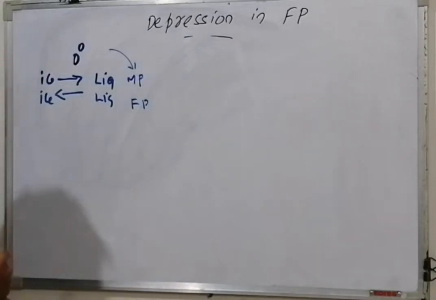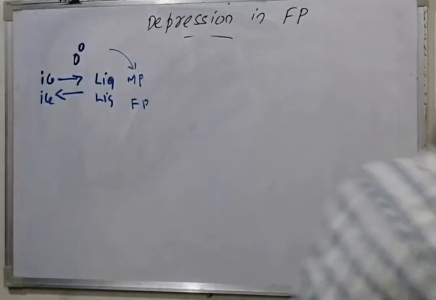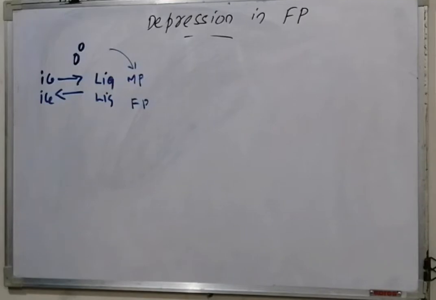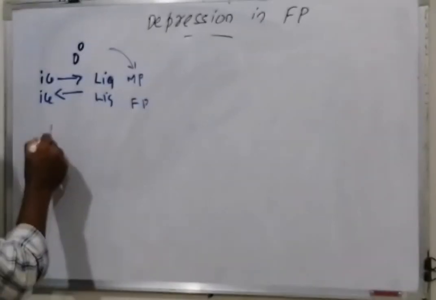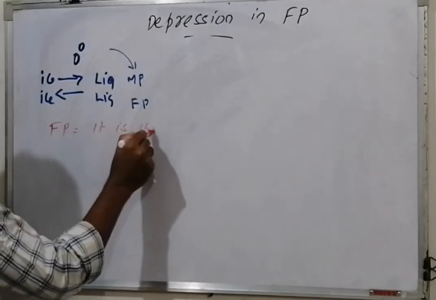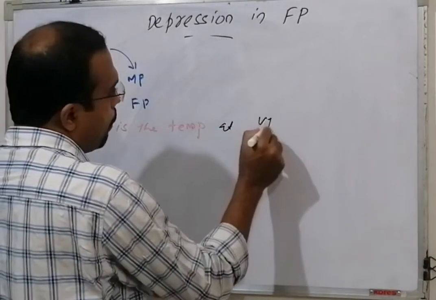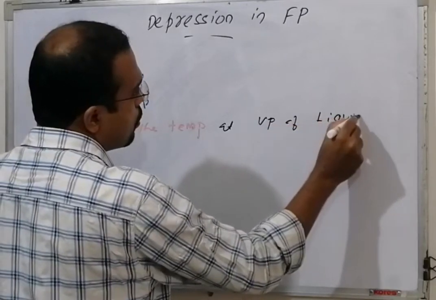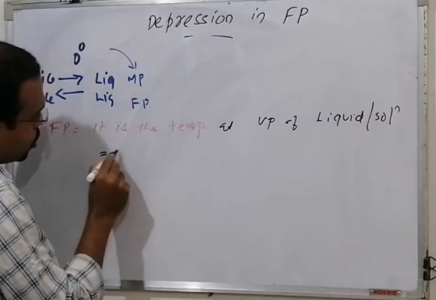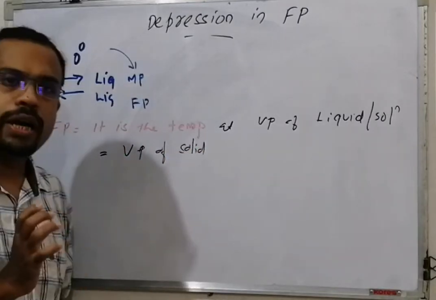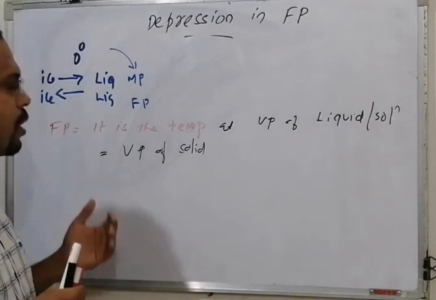Now, freezing point or melting point is not a colligative property. The colligative property is depression in freezing point. Now, what is freezing point? There is a question. What is freezing point? Freezing point is the temperature at which the vapor pressure of the liquid phase or solution is equal to the vapor pressure of the solid. Therefore, freezing point is a temperature at which the vapor pressure of liquid and solid are equal.